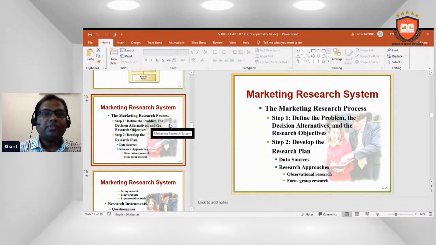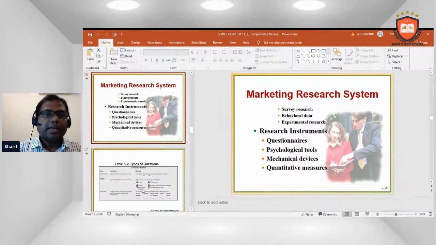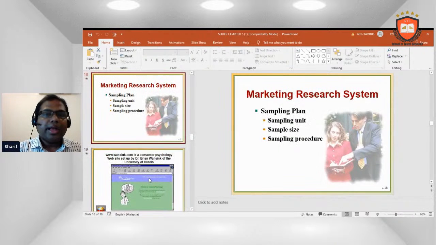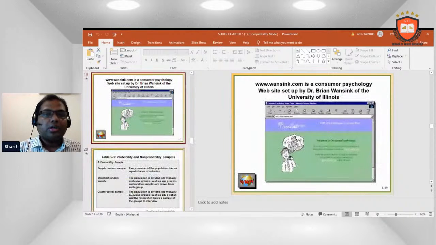Then develop the research plan: data sources, research approach, observational approach, focus group, survey research, behavioral data, experimental research. Research instruments: questionnaire, psychological tools, mechanical devices, and qualitative measures. There are different types of questions we can create for our planning. And we have sample unit, sample size, and sampling procedures.